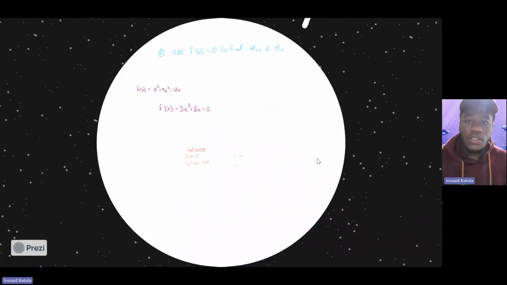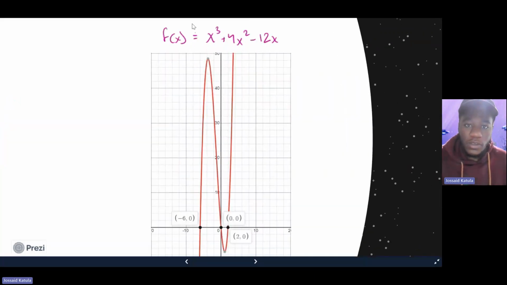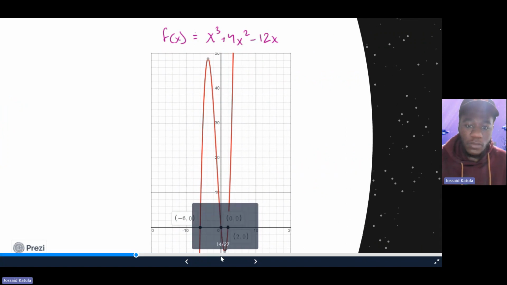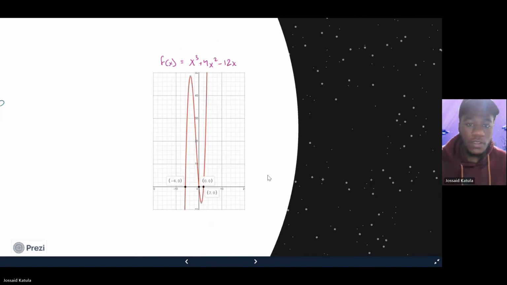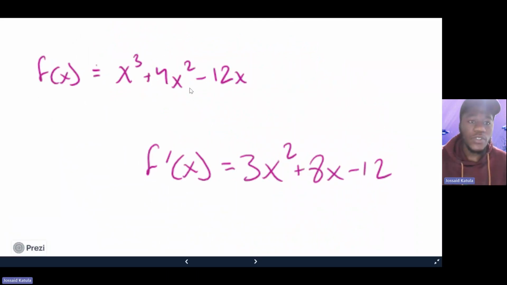Now, the second point is how to find the minimum and the maximum. And the minimum and maximum is this point right here and this point right here. So in order to find the minimum and maximum, we just have to take the first derivative of the function and make that equal to 0. So the derivative of our original function would be 3x squared plus 8x minus 12.